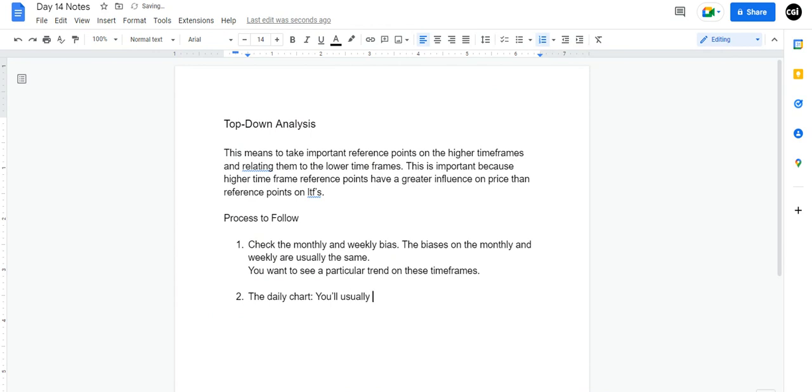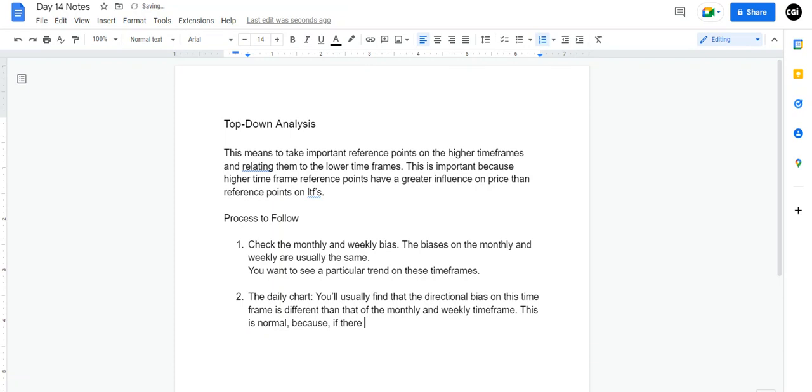You usually find that the directional bias on this time frame is different than that of the monthly and weekly time frames, right? This is normal.